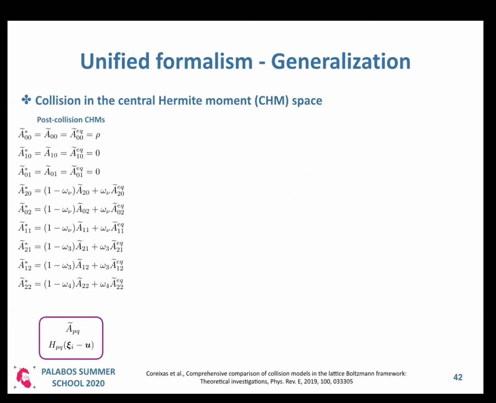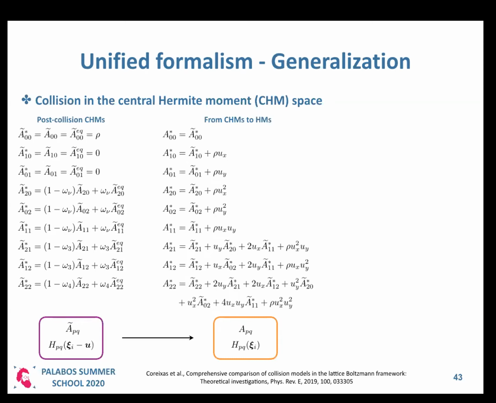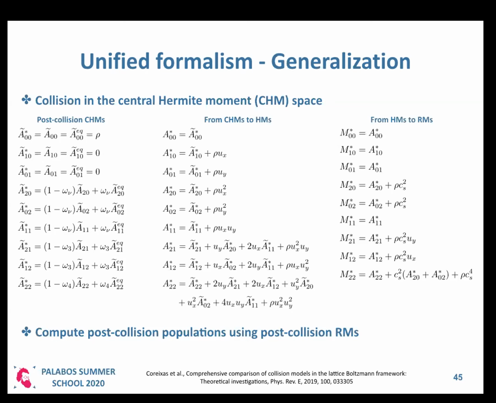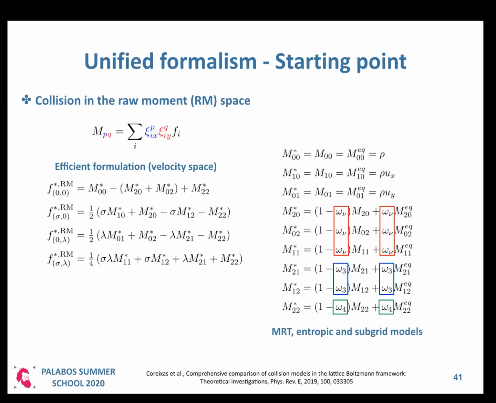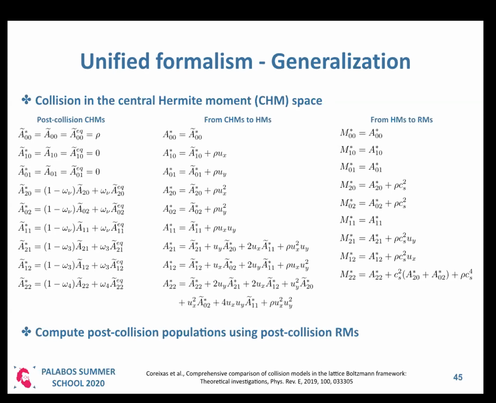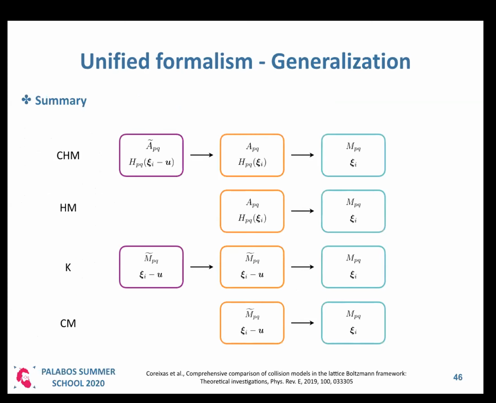And then we just need to come back to the raw moments following very simple conversion formulas that will allow us, first, to go from central Hermite moments to Hermite moments. Once you have post-collision Hermite moments, you just need to come back to post-collision raw moments. And then you compute the post-collision population using post-collision raw moments. So just with this formula. So in fact, it's super simple. We can do it for any kind of moment space: central Hermite moment space, Hermite moment space, cumulant, central moment.